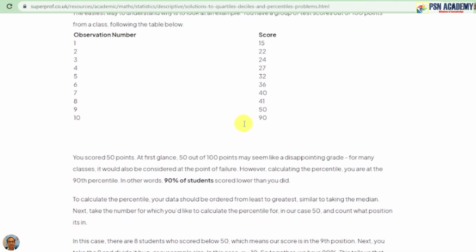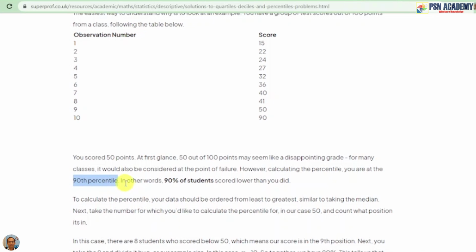Now, you see what they're doing. Suppose you scored 50 points. That means you are here, at the 9th position. Now, they are asking you to calculate the percentile of this 50 out of these 10 students. They are claiming that you are at the 90th percentile.